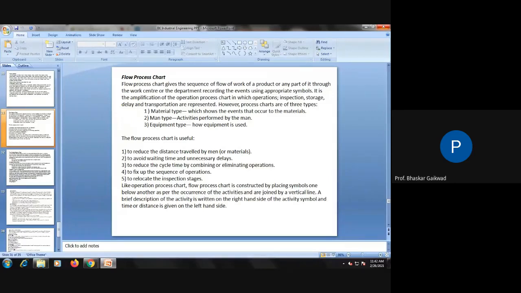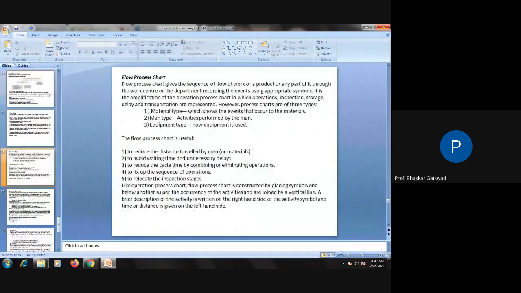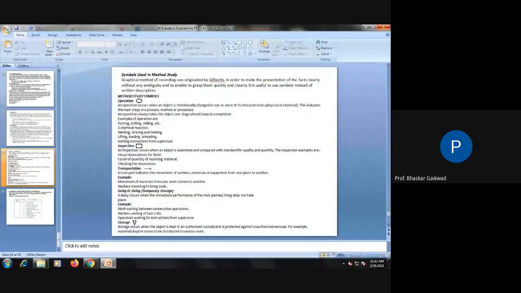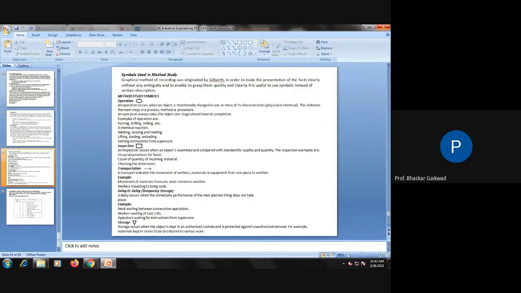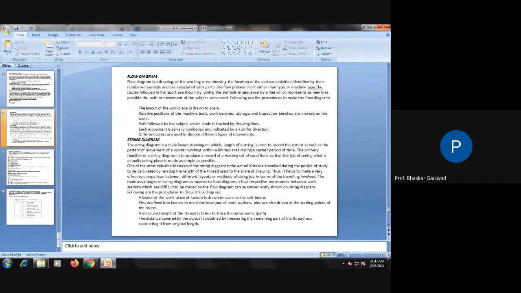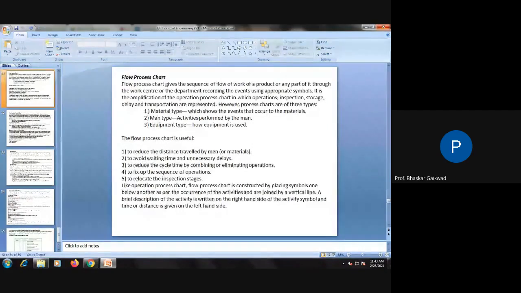So already I have shown that for each activity there is a symbol. Once operation is there, a circle should be there. Inspection is there, a rectangle will be there. Then for transportation an arrow is there, delay D is there, and storage is there. So whatever symbols are there, you can make the graphical representation of them. In the previous charts, that is the operation process charts, we have seen that only two symbols were used, but here all five symbols we are using.